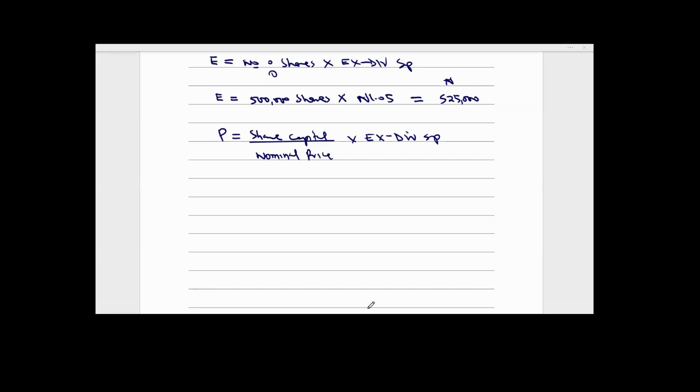Okay. Thank you, sir. So P equal to 100,000 naira divided by nominal price is 1 naira.